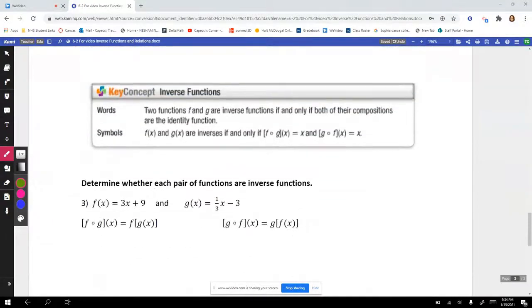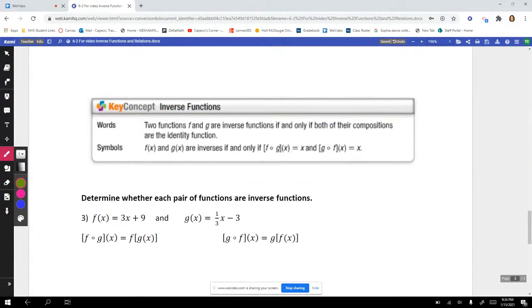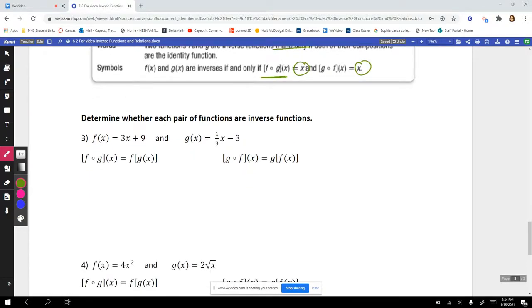All right, let's move on. We have two functions, f and g, that are inverse functions if and only if both of their compositions are the identity function. So they're inverses if and only if, when I'm working with this composition, I get x as my answer. So this is really not anything to do with graphing. This is really more to do with the algebra part of this, okay?